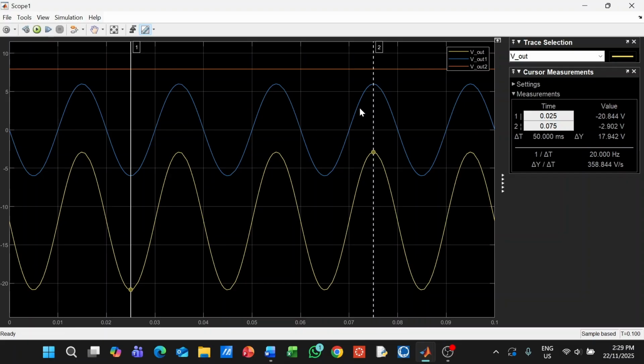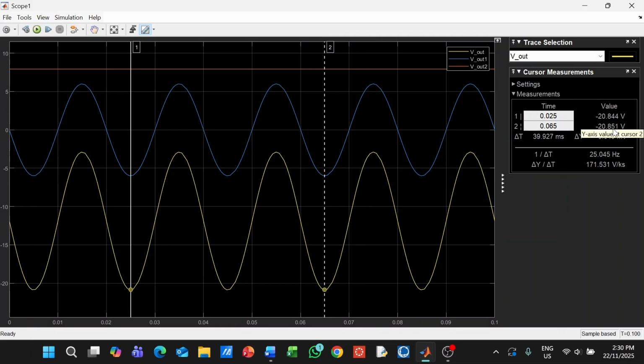So this is Vout1 and this is Vout2, and this is the difference between Vout1 and Vout2 multiplied by a certain value. However, this simulation result cannot be replicated in the physical implementation because the power supply for the op-amp is only positive and negative 15 volt. But you can see the minimum value here is actually around negative 20 volt.